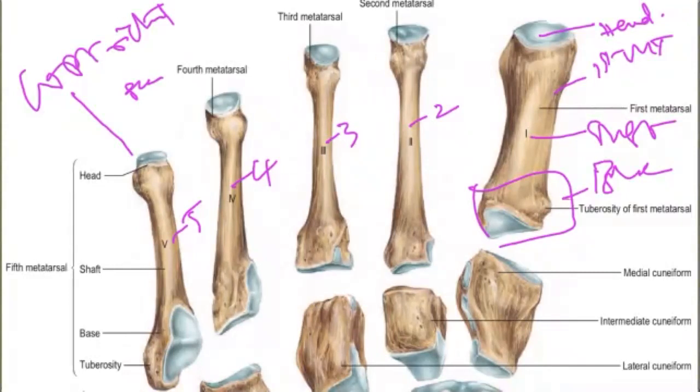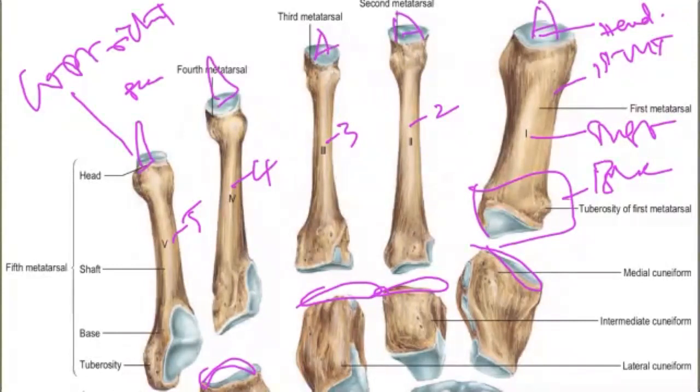So the base articulates with the tarsal bones, right? So medial cuneiform, intermediate, lateral cuneiform and cuboid, and head articulates with the phalanges. So base articulates with the tarsal bones and head articulates with the phalanges, right? So the joints between phalanges and metatarsals are MP joints, right?